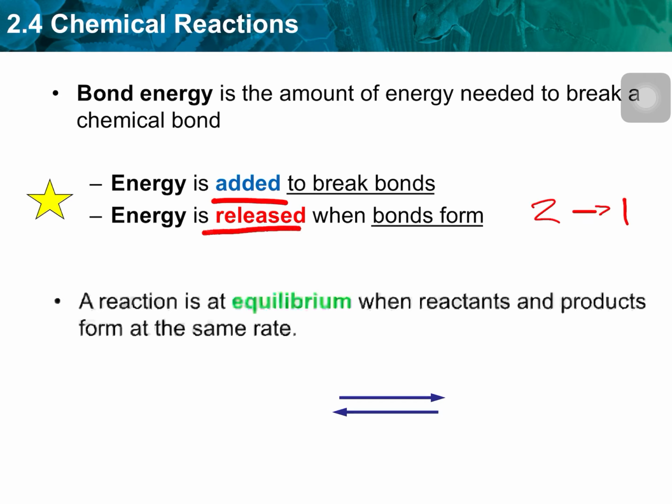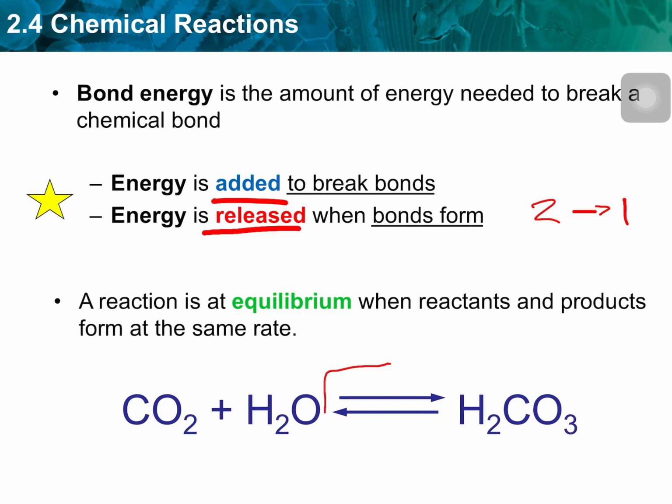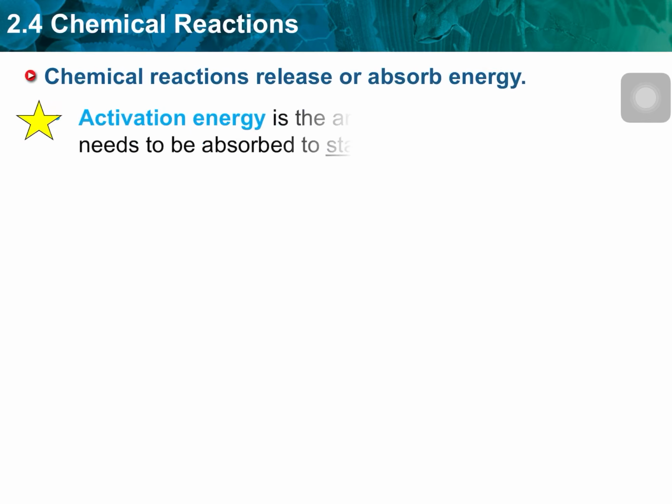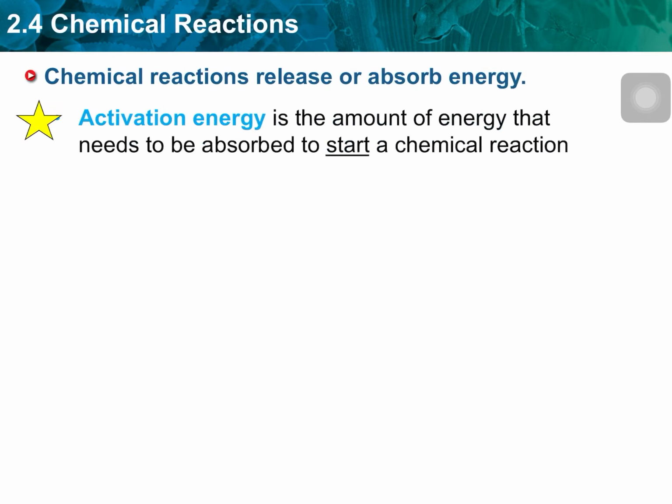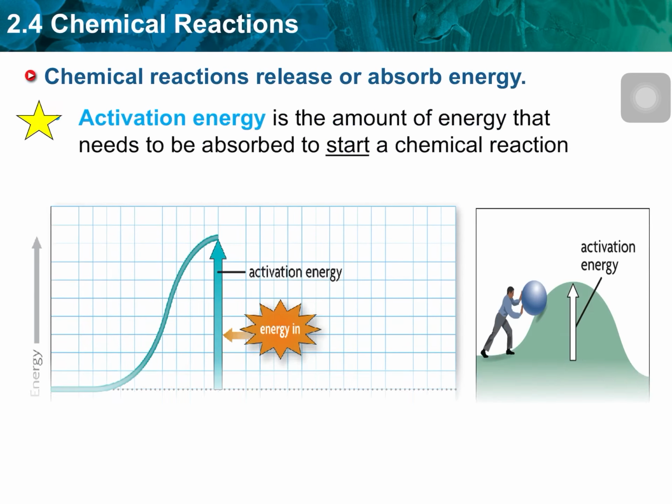A reaction at equilibrium just means that the reactants and products form at the same rate. So if you ever see two arrows like this, that just means they are at equilibrium. Okay, and this is going to be a really important term, activation energy. This is the amount of energy that needs to be absorbed in order to even start a chemical reaction. Chemical reactions aren't happening all the time. It needs a certain amount of energy in order to start.